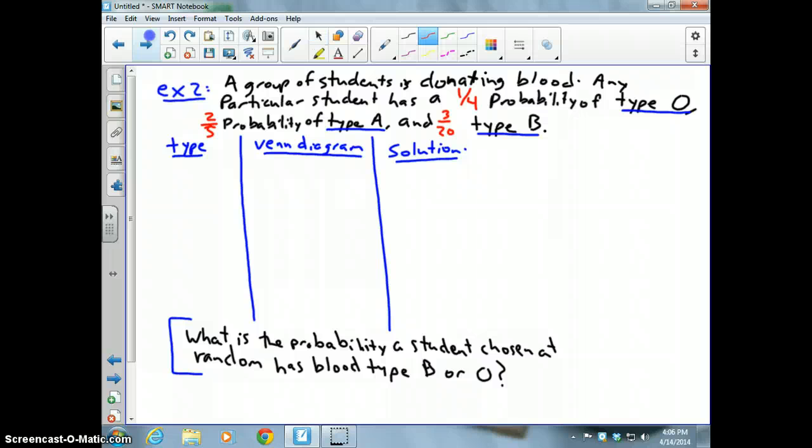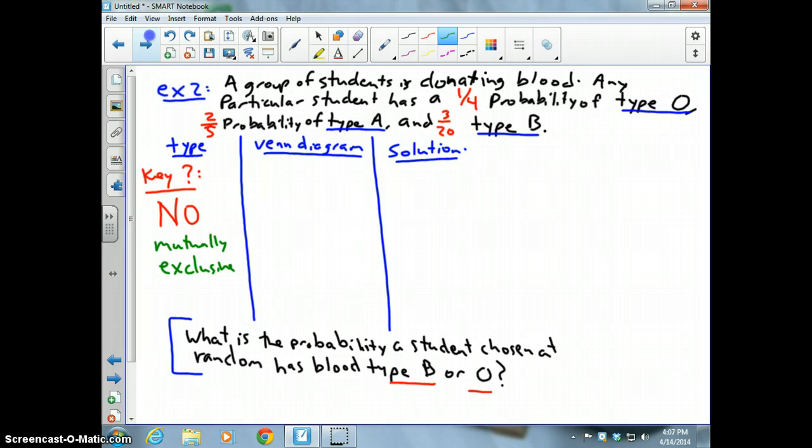Well, the first question is the key question. For what type of problem? The key question: can both events happen at the same time? Can you have both blood type B and blood type O? Well, obviously that answer is no. So therefore, what we have in front of us is mutually exclusive events.